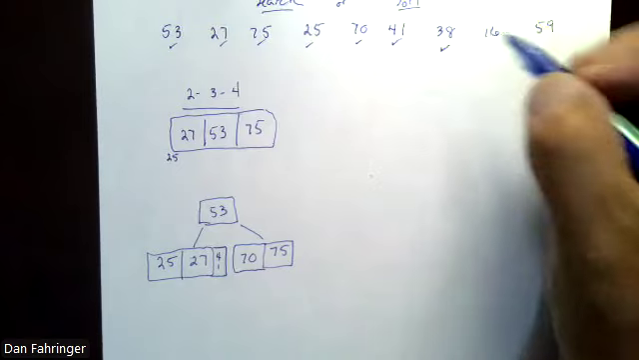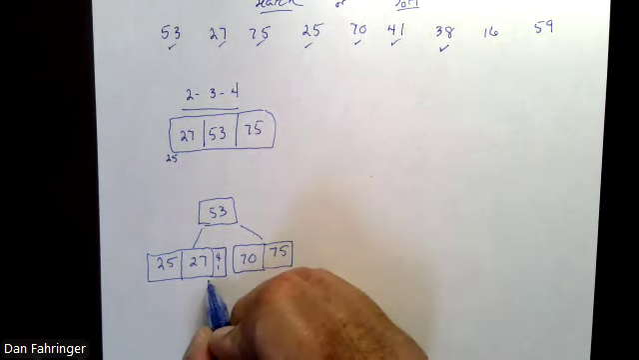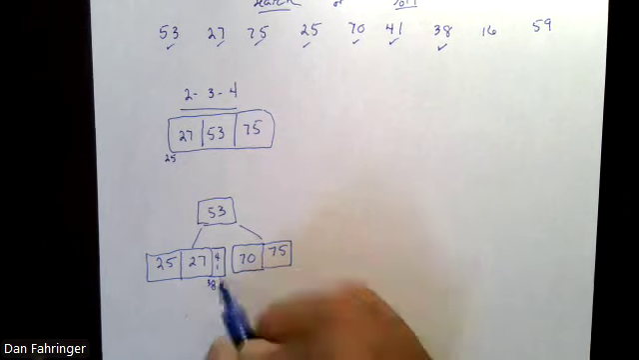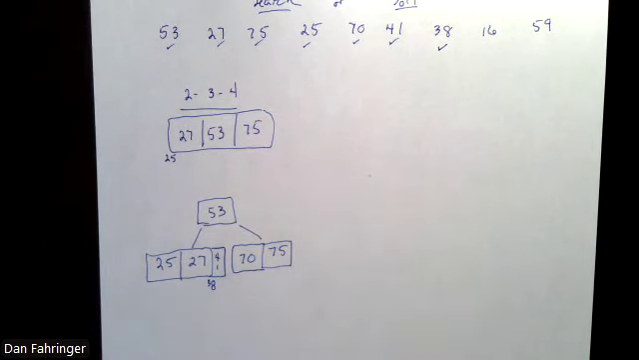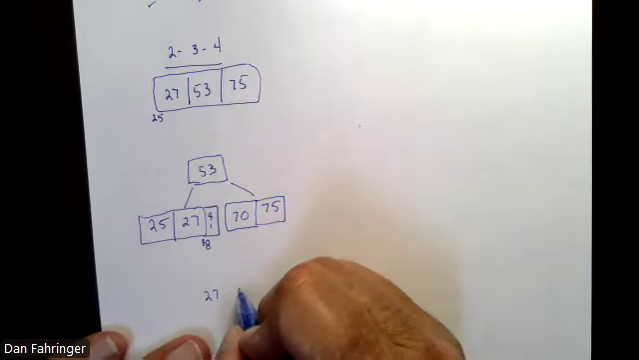38. 38 comes over to this left side. Oh, we're going to blow it up. 38's trying to sneak in right here. The middle value is going to go up. So now I have 27 going up.